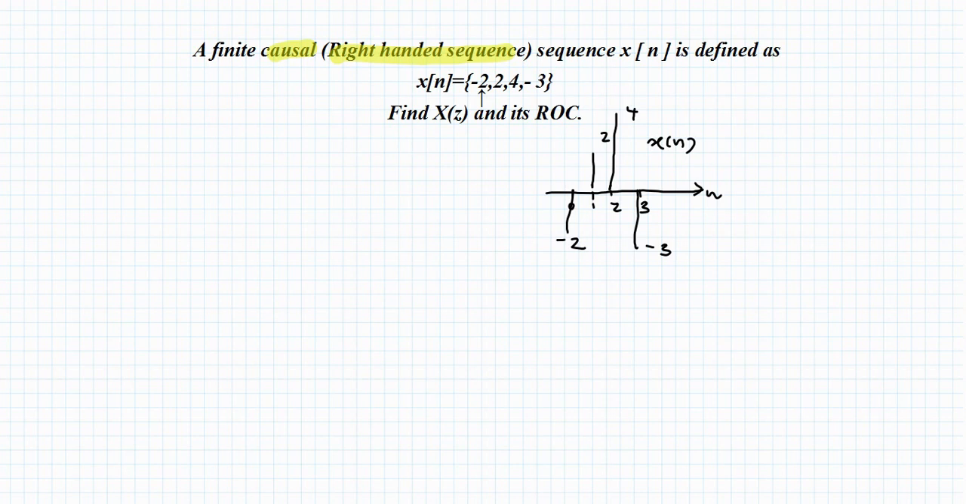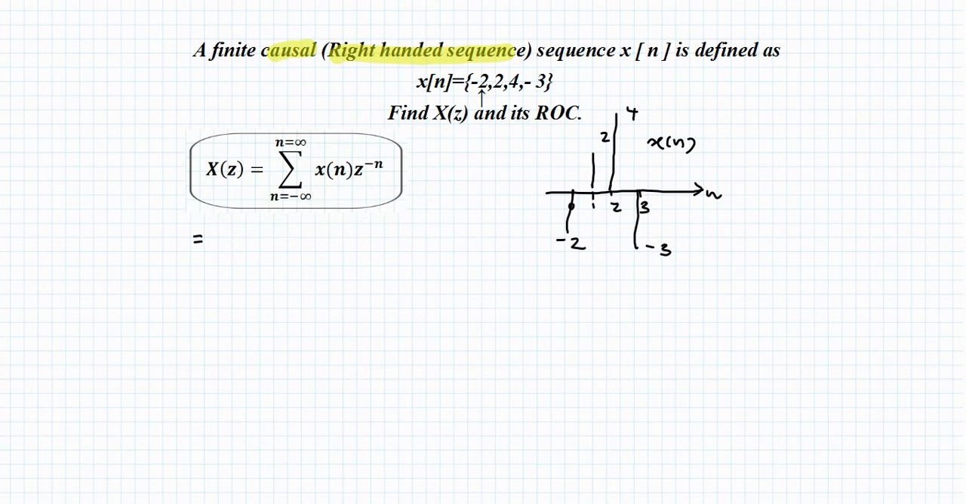Now we can write the z transform. The general formula for a z transform is like this, and we can rearrange this equation, and we need to calculate only the sum from n equal to 0 to 3 of x of n times z raised to minus n. If you substitute the n values, at n equal to 0, x of 0 into z raised to 0, so you can write -2, plus 2 z raised to minus 1, plus 4 z raised to minus 2, minus 3 z raised to minus 3. So this is the z transform.